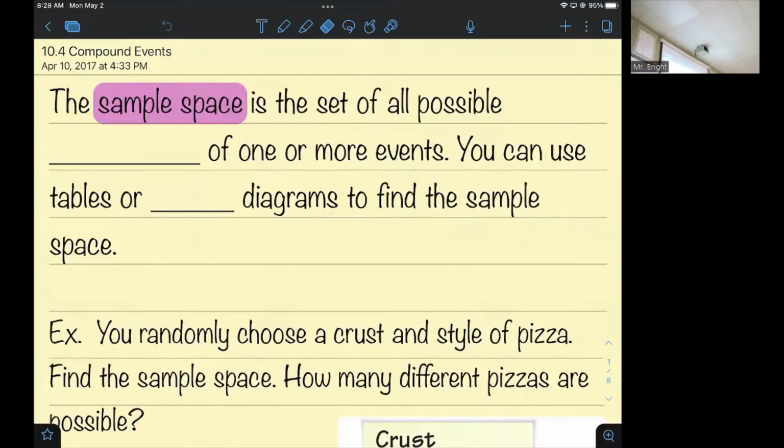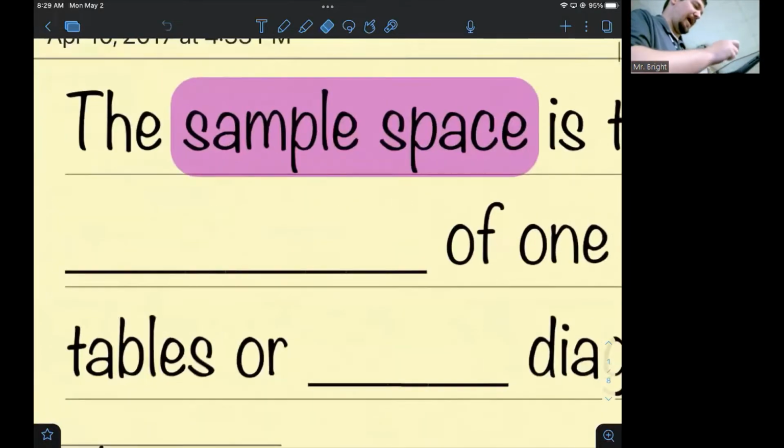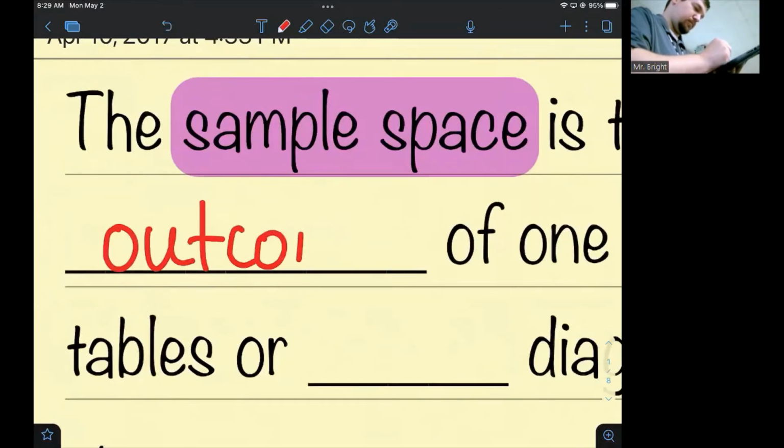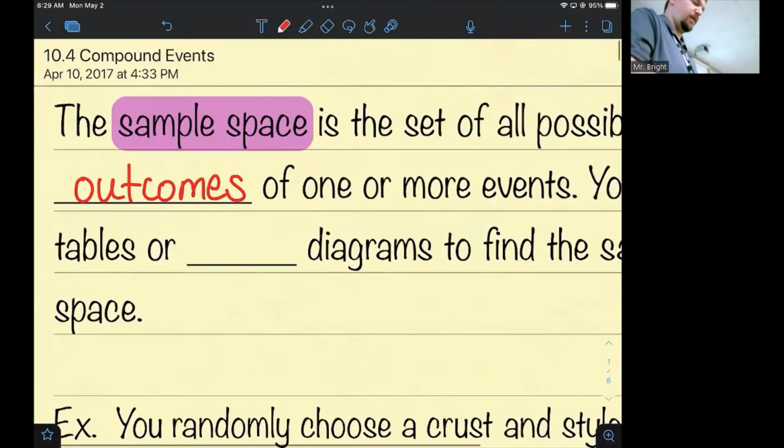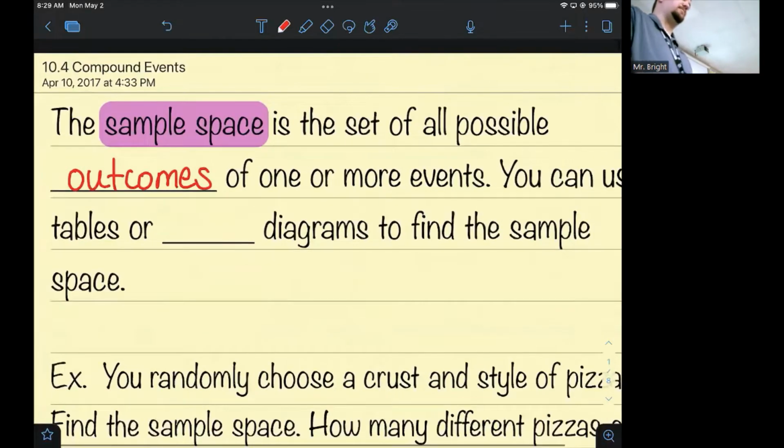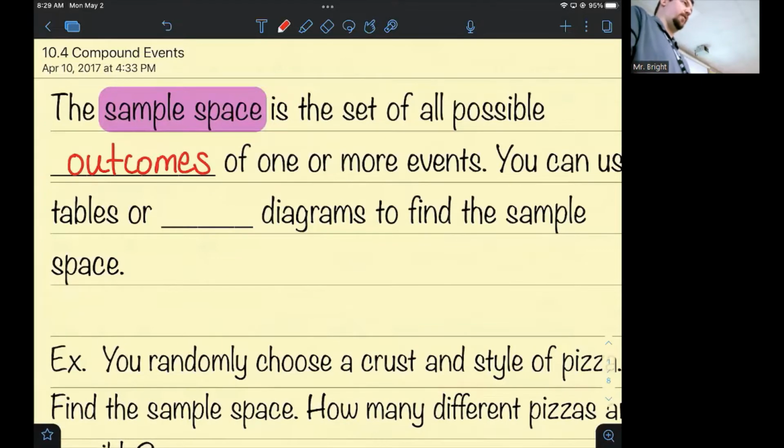So worth it though. All right, section 10.4, compound events. We're going to start by talking about the sample space. The sample space is the set of all possible outcomes of one or more events. We've talked about sample space already. We just haven't had a name for it.